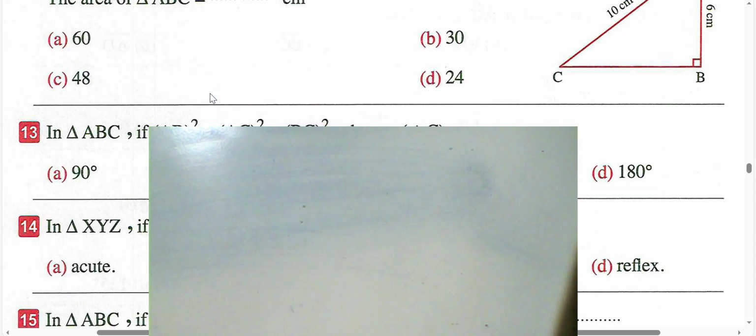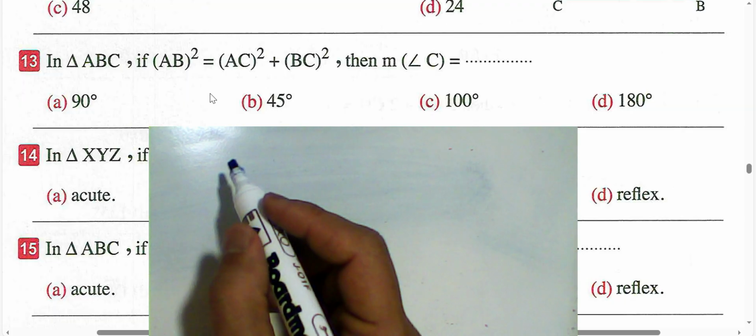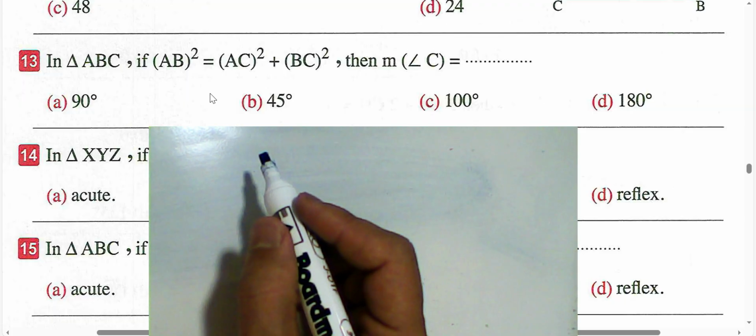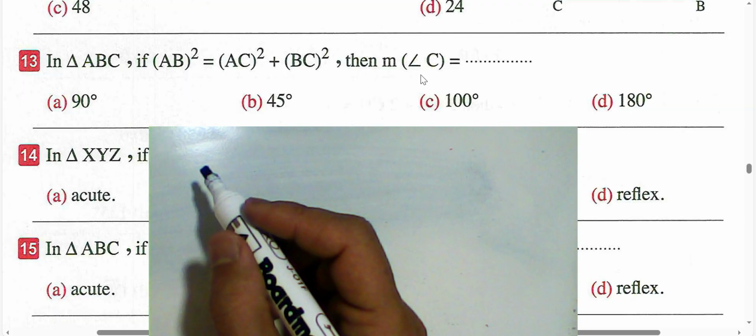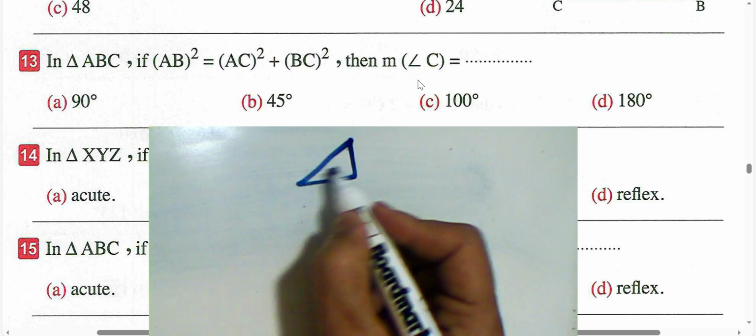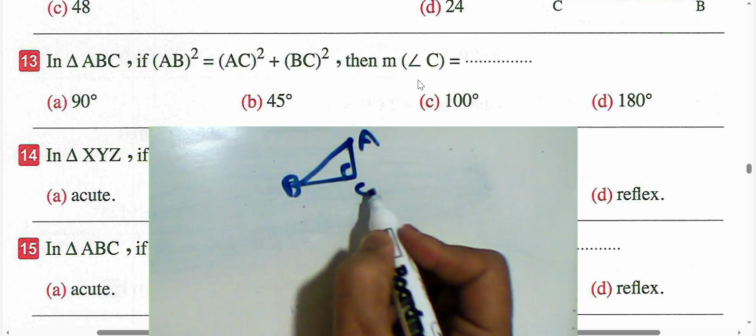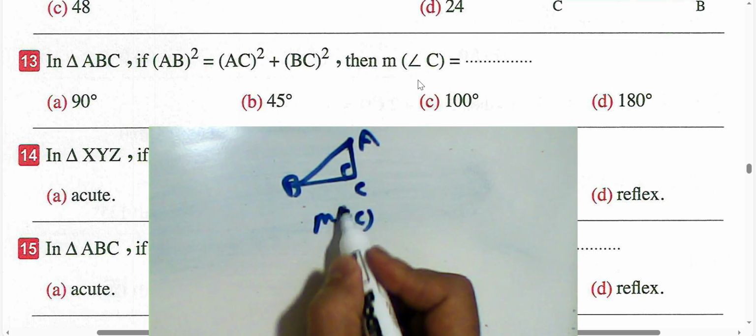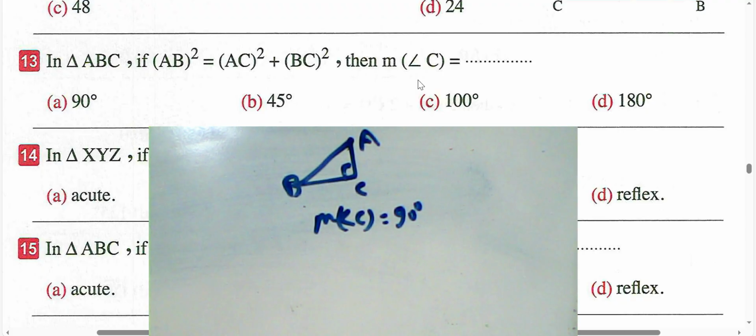Next question. In a triangle, if we have AB power 2 equal AC power 2 plus BC power 2, then the measure of angle C equals 90 degrees, because AB here will be the hypotenuse. Then the measure of angle C is 90 degrees.